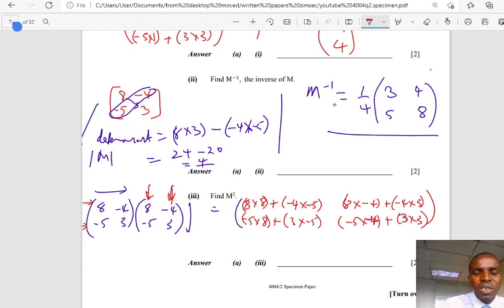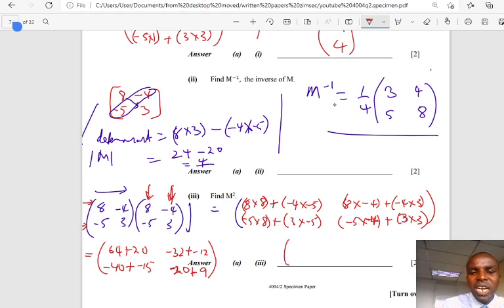Then just simplify now. It will be 8 times 8 is 64 plus minus 4 times minus 5 is 20. Then next, 8 times minus 4 is minus 32 plus minus 4 times 3 is minus 12. Then minus 5 times 8 is minus 40 plus 3 times minus 5 is minus 15. Then minus 5 times minus 4 is 20, sorry. Minus times minus is plus. So it's 20 plus 3 times 3 is 9.